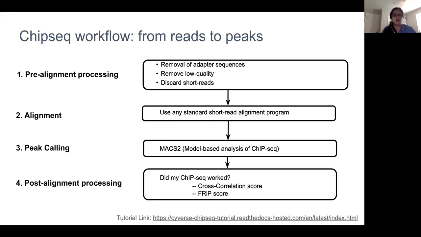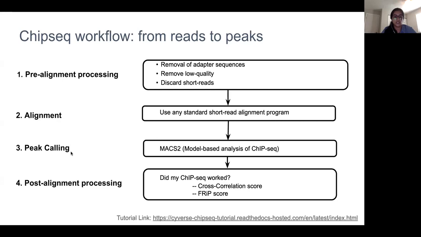So this is how a typical ChIP-seq analysis workflow looks. We have the pre-alignment processing step and the alignment step, which are similar to any high-throughput sequencing data analysis. You measure the quality of your sequencing reads, process them, and do the alignments. Any standard DNA short-read alignment program can be used, where you align your reads to a reference genome.